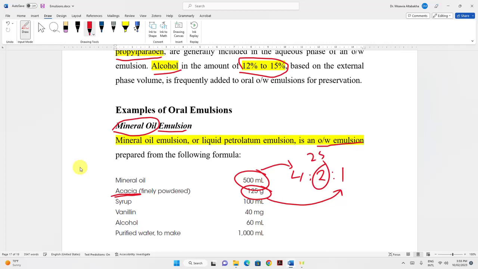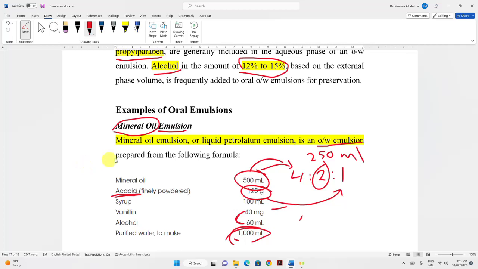How much? 250 ml, because if you are taking 500 ml, then for the water it has to be 250 ml, and for the acacia it will be 125. So they will add water according to the dry gum method. They will triturate well, and then they will add the syrups, and they will add the vanilla to the alcohol, and then they will add this also, and then they will make it up to 1000 ml with water.